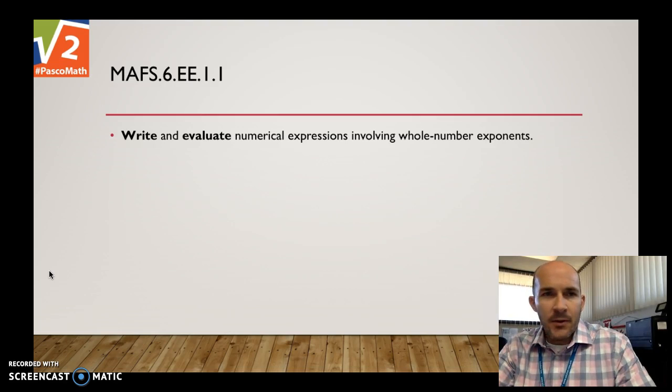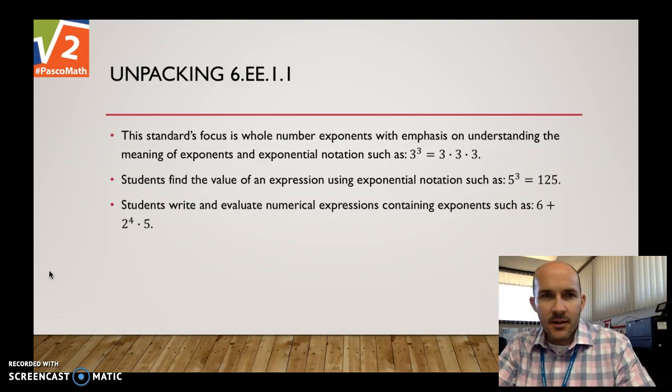So 6.EE.1.1 reads, write and evaluate numerical expressions involving whole number exponents. And so when we unpack that a little bit, the standard's focus is on whole number exponents with the emphasis on that understanding of the meaning of exponents and exponential notation, such as 3 to the third and expanded form as 3 times 3 times 3, or 3 used as a factor 3 times, or 3 to the fourth would be 3 times 3 times 3 times 3, or 3 used as a factor 4 times.